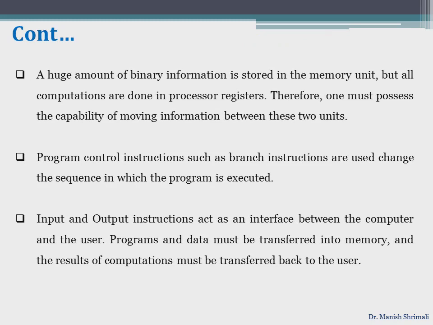A huge amount of arbitrary information is stored in the memory unit, but all the computations are done in the processor registers. Therefore, one must possess the capability of moving information between these two units. The program control instructions, such as branch instructions, are used to change the sequence in which the program is executed, and the input and output instructions act as an interface between the computer and the user. Programs and data must be transferred into memory, and the results of computations must be transferred back to the user. So this is about instruction set completeness.